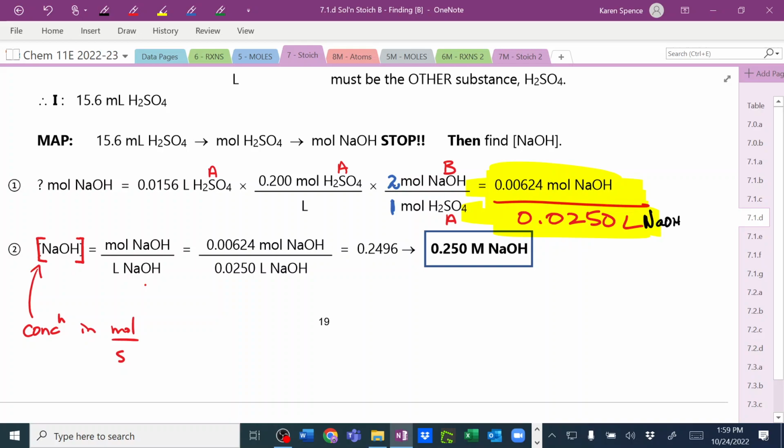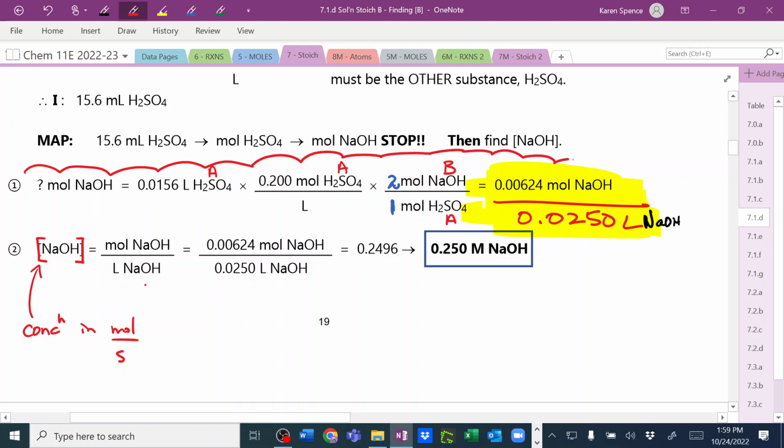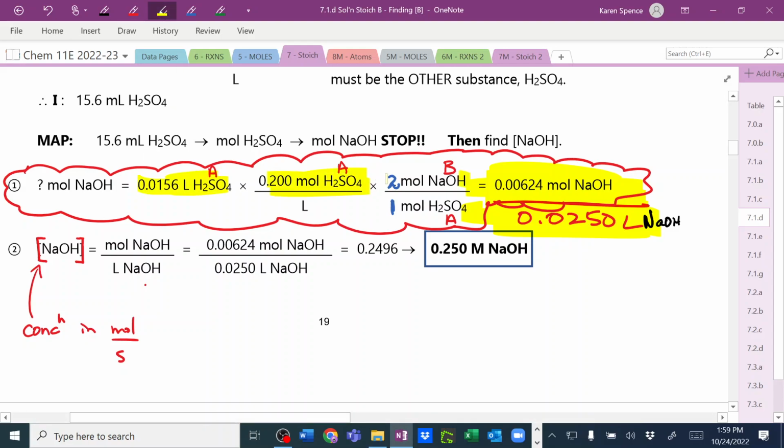It's not equivalent. All of this stuff is all equal, yes? My moles of NaOH is equal to this one times that one times that one, which is equal to 0.00624. But it is not equal to 0.00624 divided by the liters, and that's where people go wrong. They will stick that in the equivalency and it's no longer equivalent.